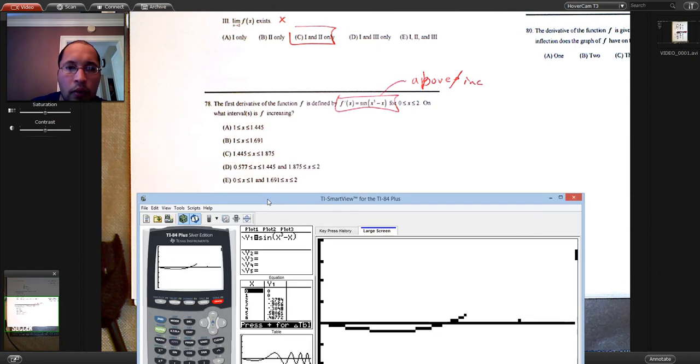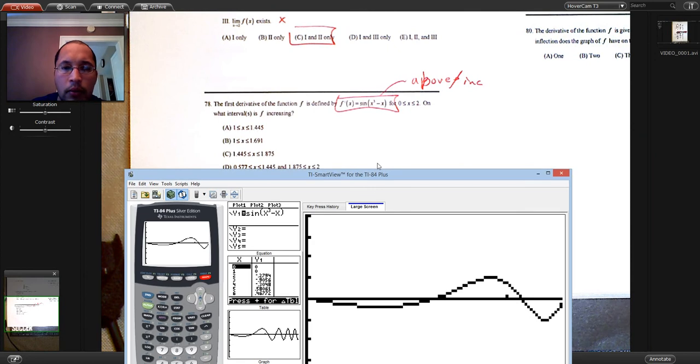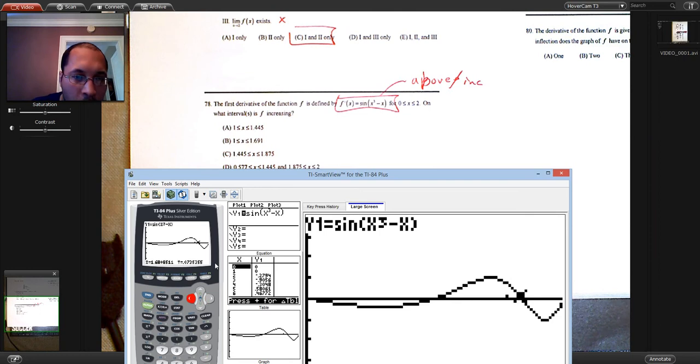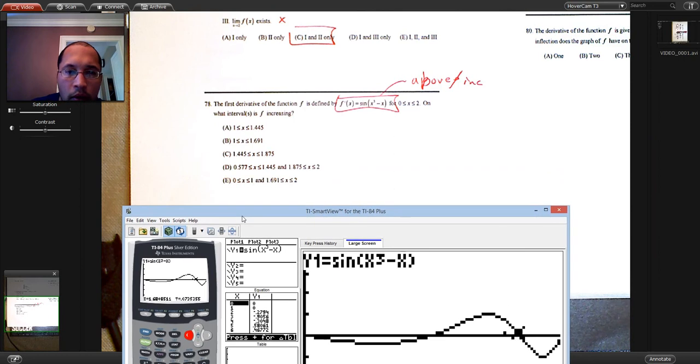What intervals are increasing? We're only positive right here, so we're increasing right there. So I can probably guesstimate this. Well, I don't want to trace at least. No, trace. So that's basically 1, 2. What about 1.6 or 1.7? So it would be 1.7.